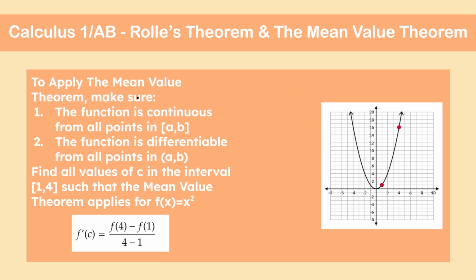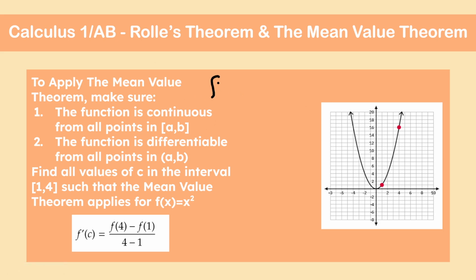So to apply the mean value theorem, make sure that the function is continuous for all points in [a, b] and is differentiable for all points in the open interval (a, b). Now we're going to find all of the values of c in the interval 1 through 4 such that the mean value theorem applies for f of x is equal to x squared.